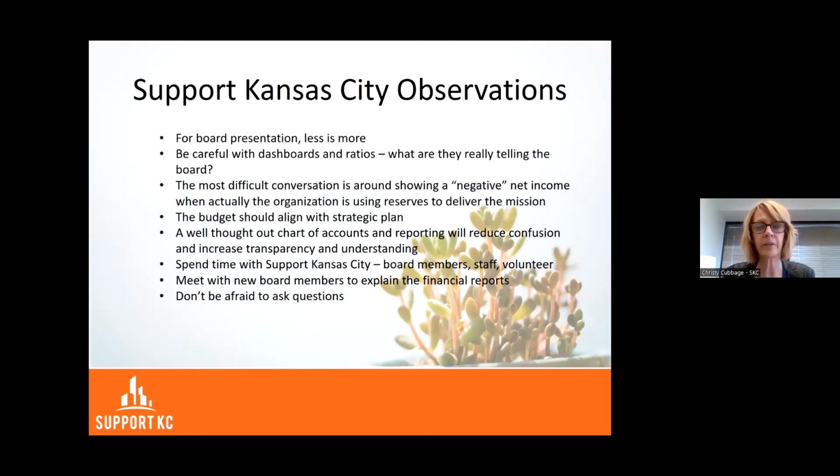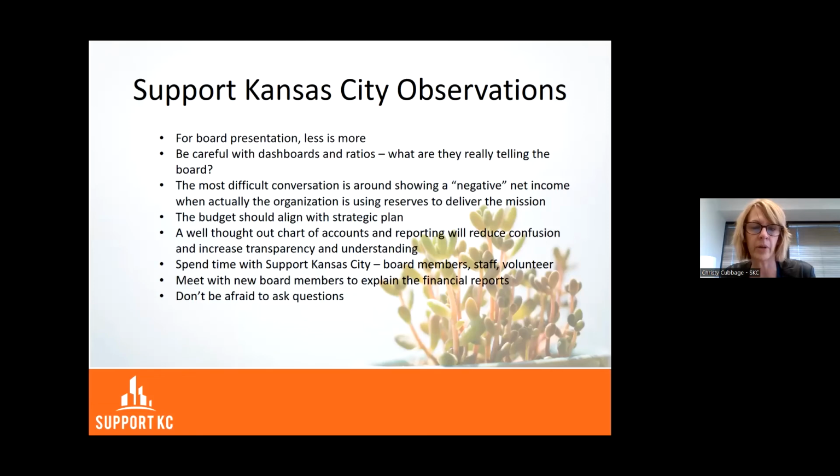And so this month is the first time that we've rolled out the new chart of accounts, and I think everybody's really happy with it. So it's a great time toward the end of the year, or when you're putting together next year's budget, to look at the chart of accounts. Spend time with Support Kansas City. If we work with you, spend time with us on the phone call.